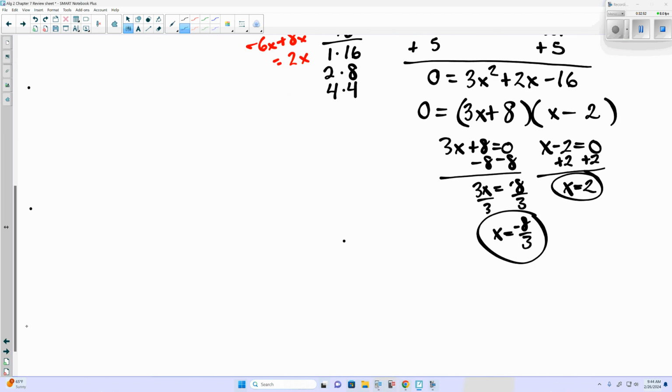2 and negative 8/3. Is either one of these our restrictions? 2 is, yes? Well, 2 is a restriction, so that might be the one. And that's it.